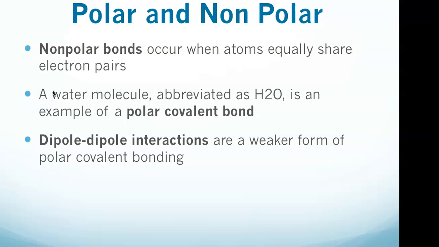A water molecule is an example of a polar covalent bond. The electrons are unequally shared, with the oxygen atom spending more time with the electrons than the hydrogen atoms. Since electrons spend more time with the oxygen atom, it carries a partial negative charge. Dipole-dipole interactions are a weaker form of polar covalent bonding. They are similar to hydrogen bonding, but carbon is more electronegative than hydrogen. Therefore, the magnitude of the dipoles are smaller.